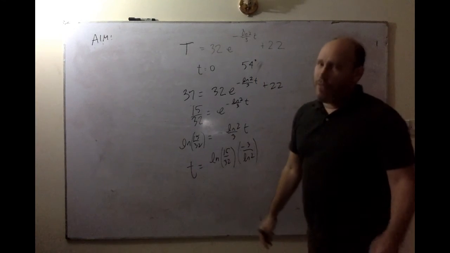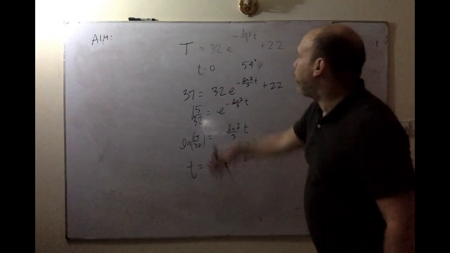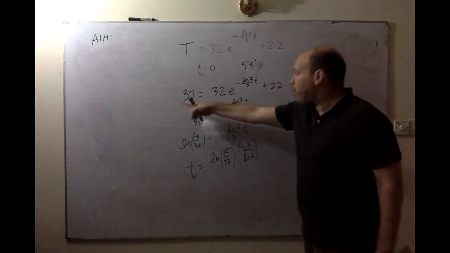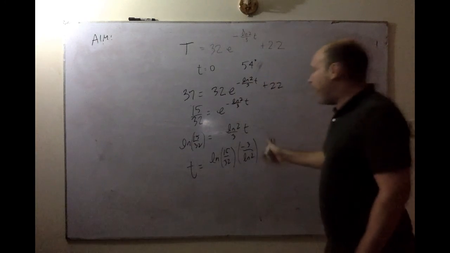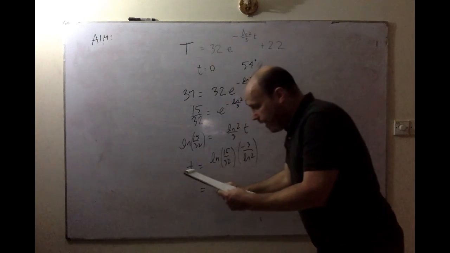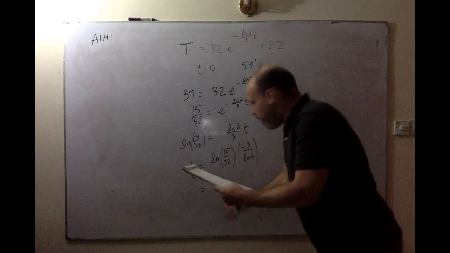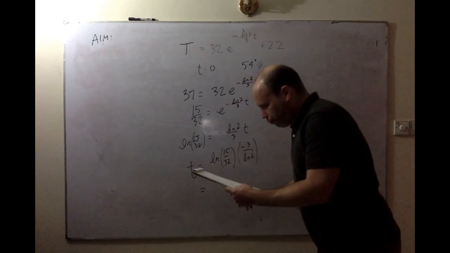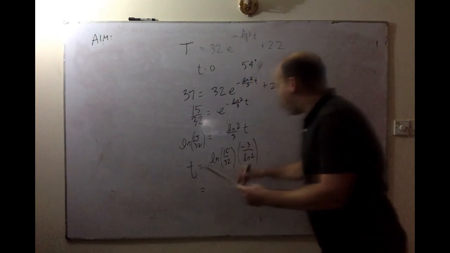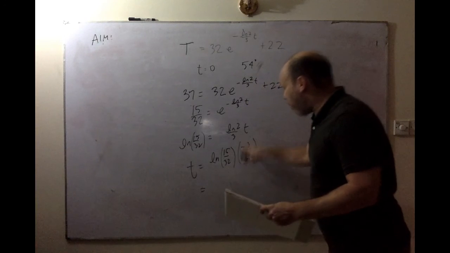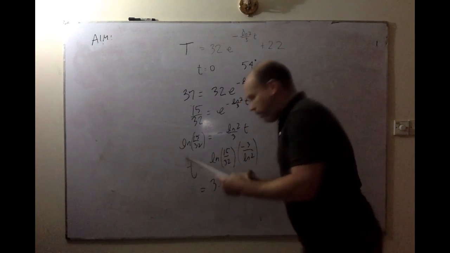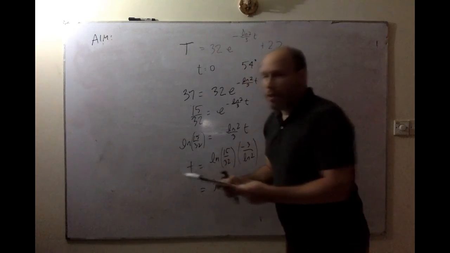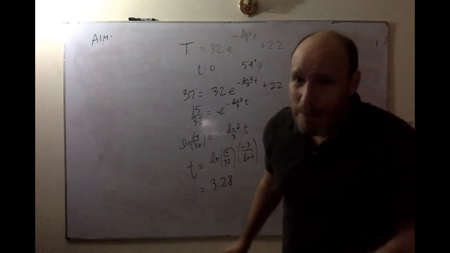Now, obviously, this is a calculator problem. You can see that from the start. So what you could have done was put this in the GDC for NSolver and solve for t. What you would get is, because of the negative here, t equals 3.28.